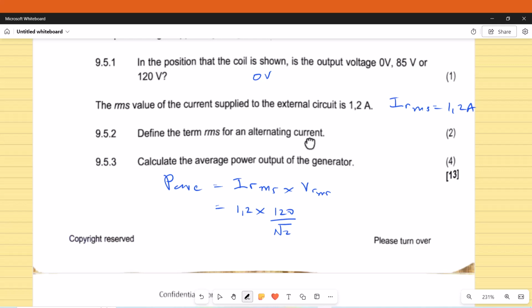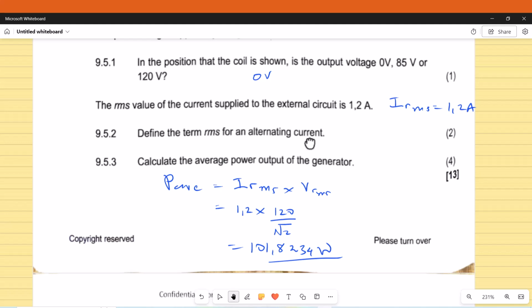So calculators, what do you get here? Calculators, multiply for me there. If you say 1,2 times 120 divided by root 2, it gives me 101,8234. Okay, now power is measured in watts. Okay, that is it there.